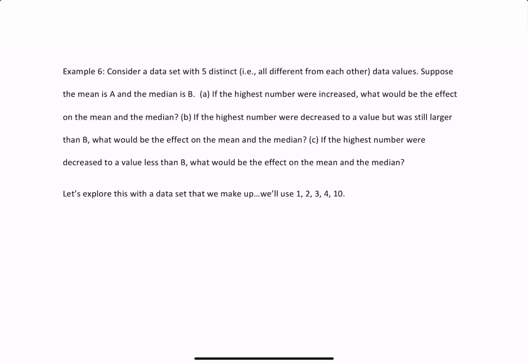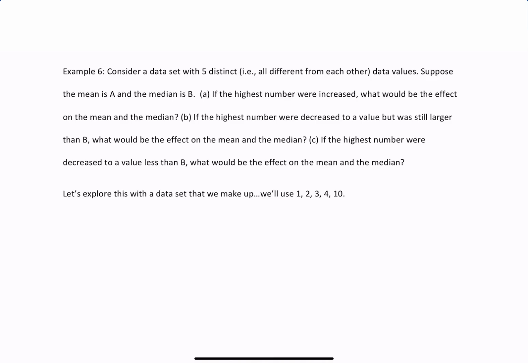Consider a data set with 5 distinct data values. That word distinct is indicating that they're all different from each other. Suppose the mean is A and the median is B. If the highest number were increased, what would be the effect on the mean and the median?